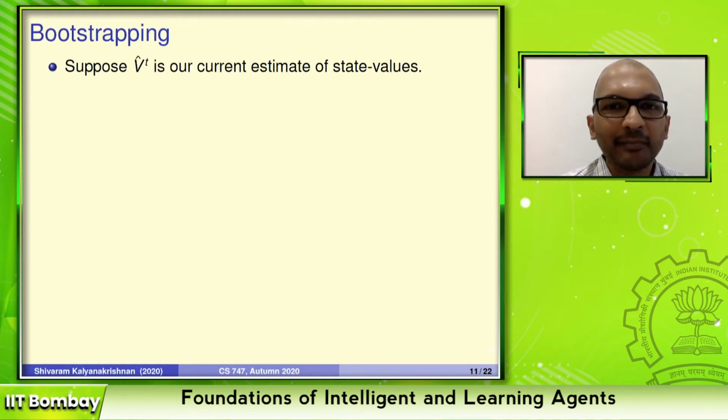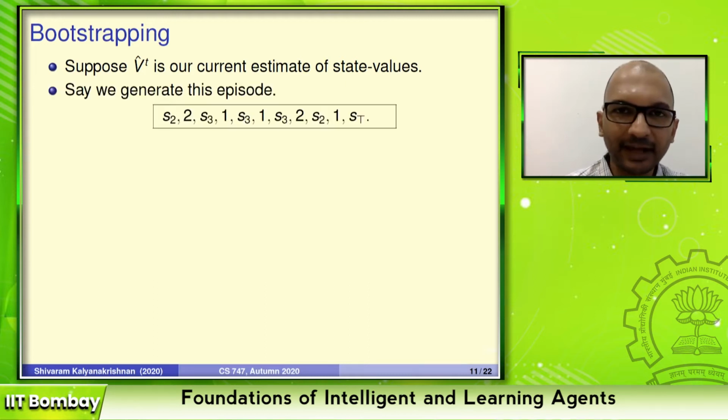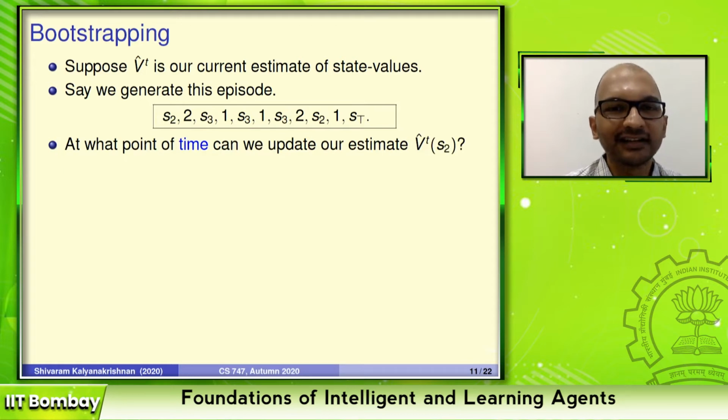So at time t, let v hat t be our current estimate of the value function. So v hat t has an entry for every state that, based on what we have seen so far, is our best estimate of the value of that state. And then we do our usual thing. We start generating data. So let's say that this is how the next generated episode looks. Now the question to ask, and this is really the central question, is at what point of time are we in a position to make an update to v hat t?